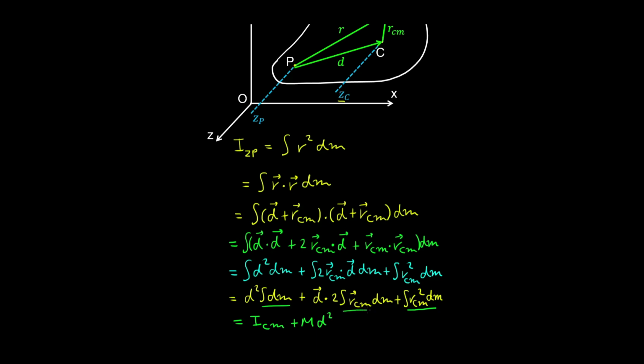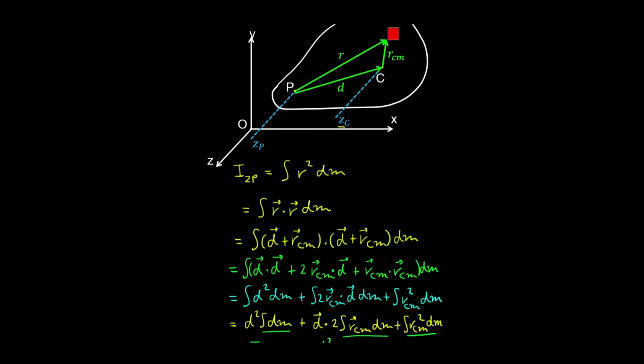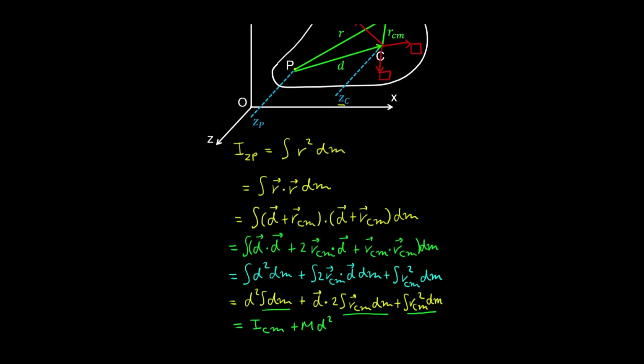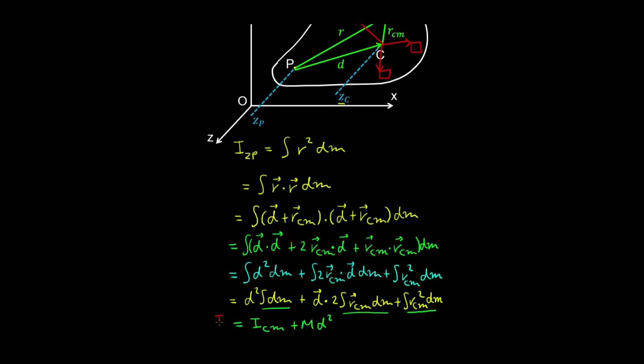And this integral here evaluates to 0, because the radial vectors to the elements of mass in all directions will cancel each other out. And here is a visual. So we end up with the following general result.